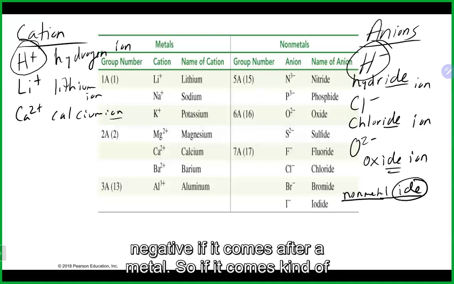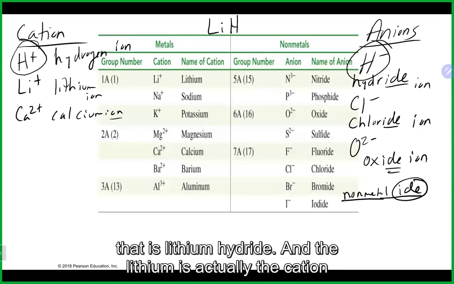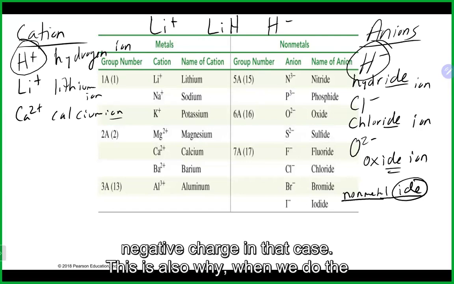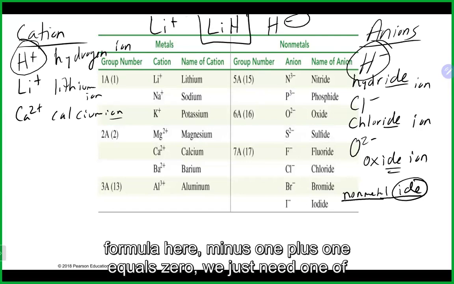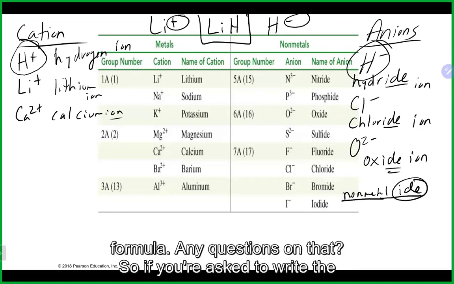So if it comes bonded after a metal, for example, if you had LiH, that is lithium hydride, and the lithium is actually the cation with a positive charge, and the hydrogen actually has a negative charge in that case. This is also why when we do the formula here, -1 + 1 = 0. We just need one of each of them to put them together properly in the formula.